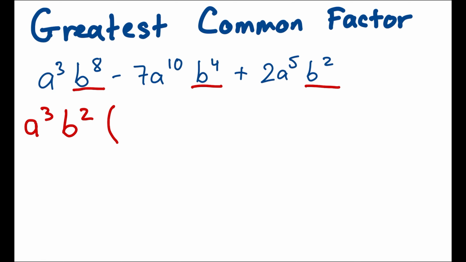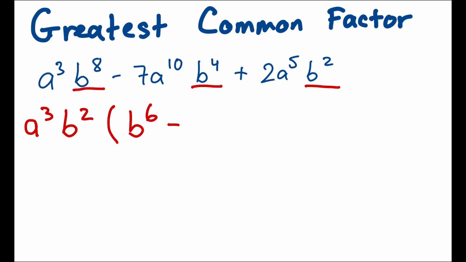Now let's see what we have left. So A3, since we already factored it out, we don't need to put it out here. And then we got B8. So now, as you see, 8 and 2, you take 8 minus 2, you will get B6.